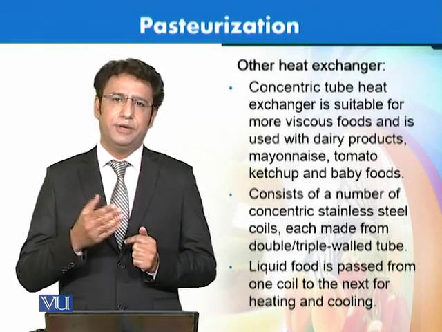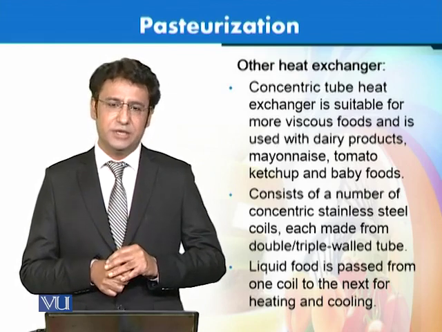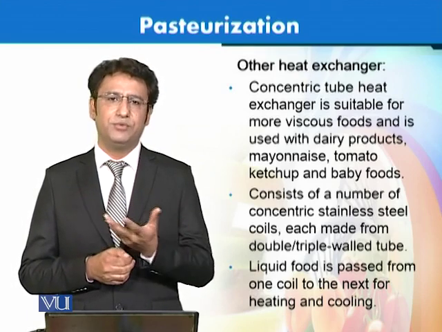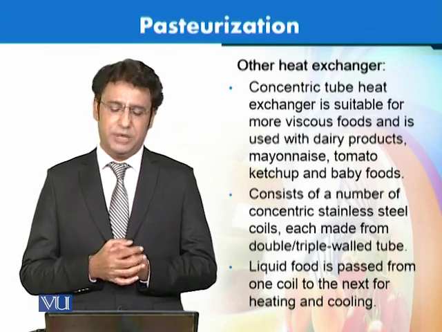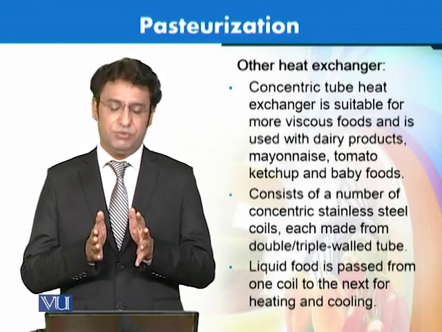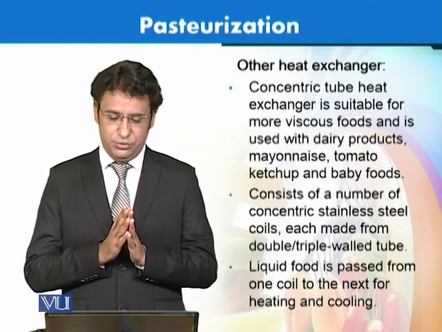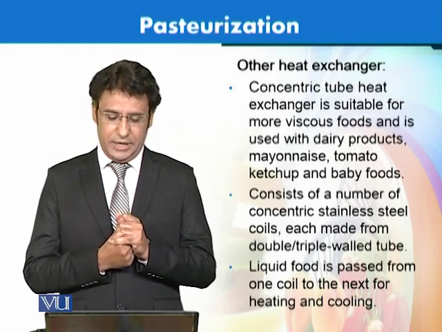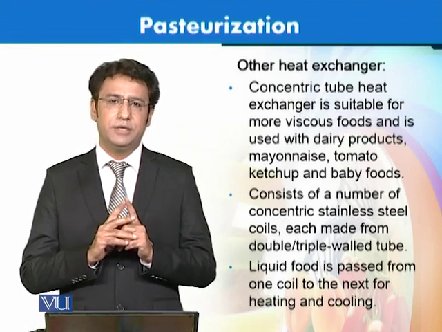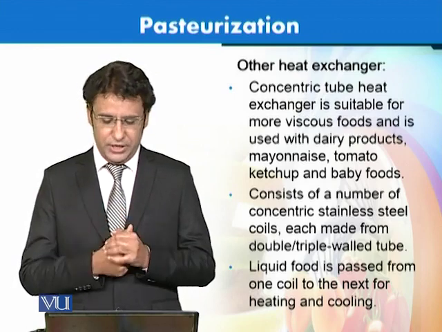Other than the plate heat exchanger, there are other equipment available as well. One is called a concentric tube heat exchanger. This is suitable for products which are more viscous. They are difficult to flow. For example, tomato ketchup, mayonnaise, baby foods, etc. So we cannot use a plate heat exchanger. We have to use these concentric tube heat exchangers. They are concentric stainless steel tubes. They are in the form of a coil. They can be double or triple walled, and the principle is the same. They are alternate layers, one for food, one for heating medium, one for the food, and the food gets pasteurized.